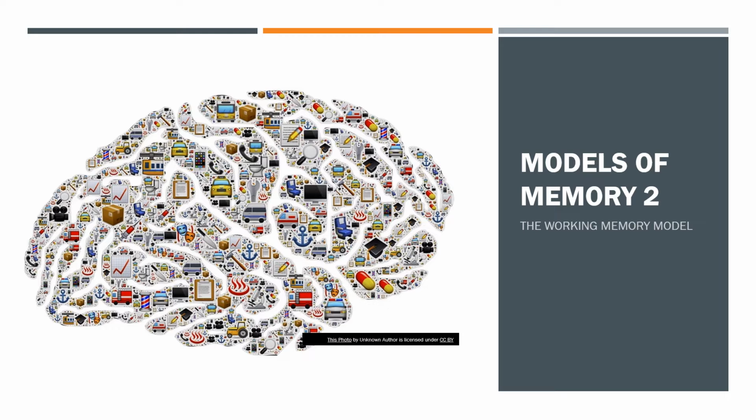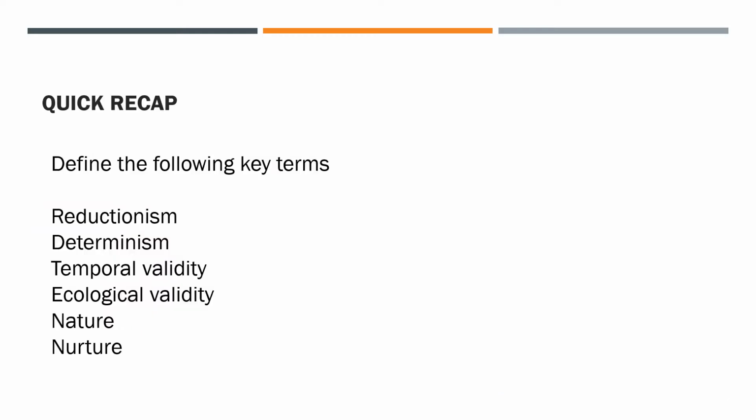So a little bit of a recap for you. Your starter today is, can you define the following terms? So pause the video, just quick definitions. So number one, reductionism. That is when something doesn't take into consideration all possibilities, so it oversimplifies the explanation. Determinism is when it removes all free will or control over someone's behaviour.